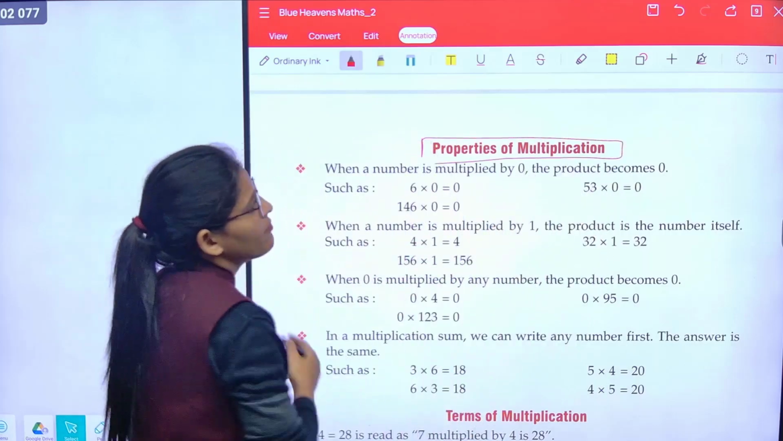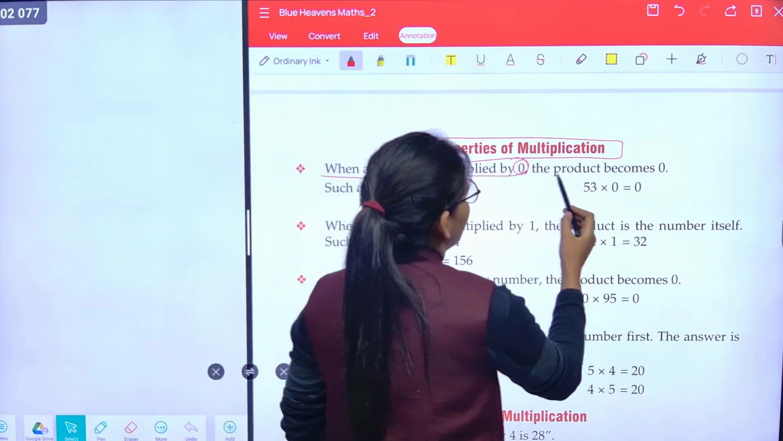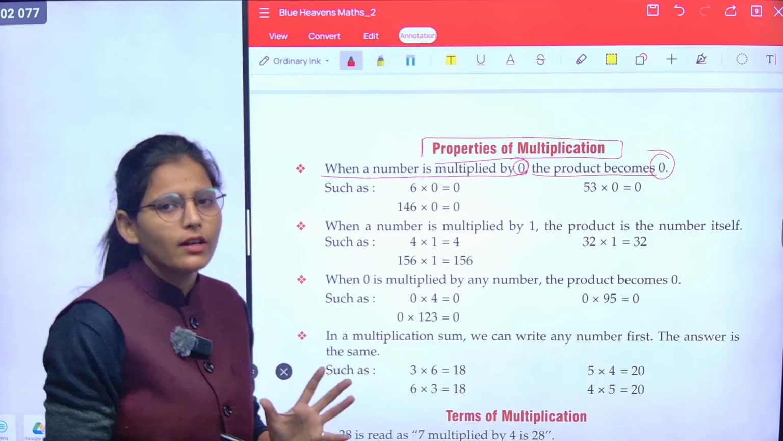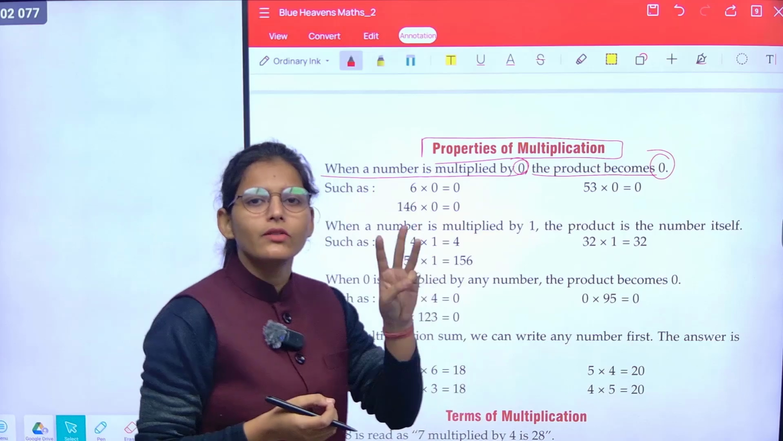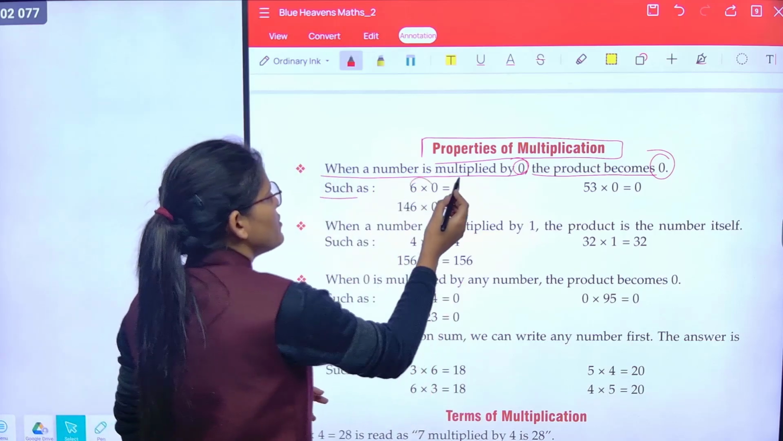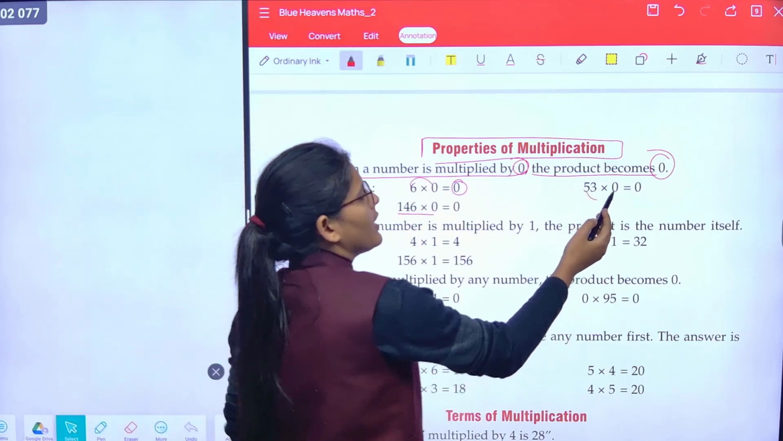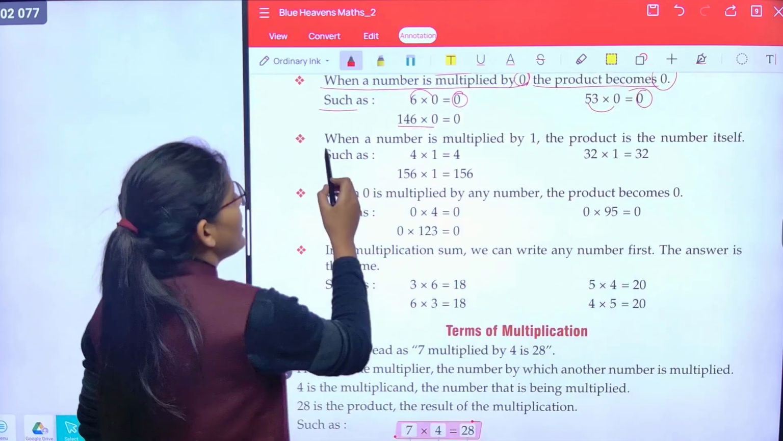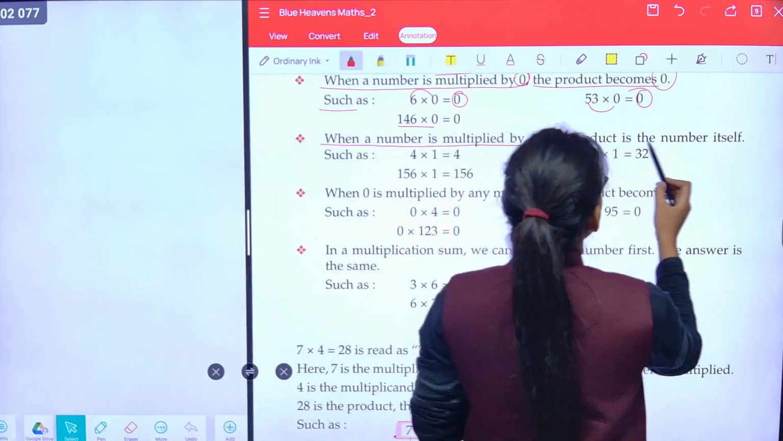Now, properties of multiplication. What are the properties of multiplication? See class, when a number is multiplied by 0, the product becomes 0. When we multiply any number by 0, what will our product be, class? 0. Whether it has 2 digits, 3 digits or 4 digits. Such as 6 multiplied by 0 is 0, 146 multiplied by 0 is 0, 53 multiplied by 0 is 0.